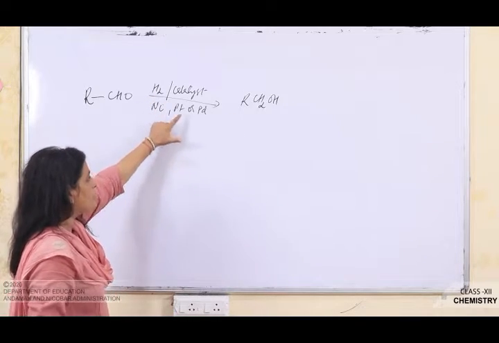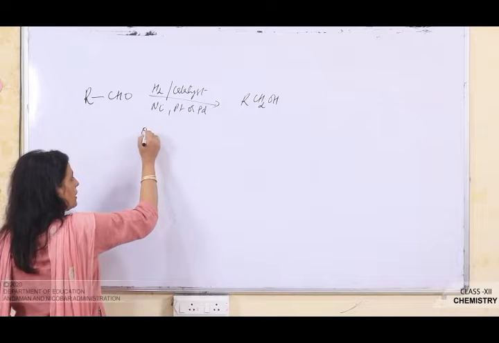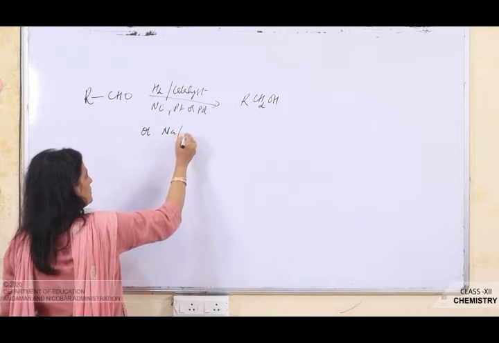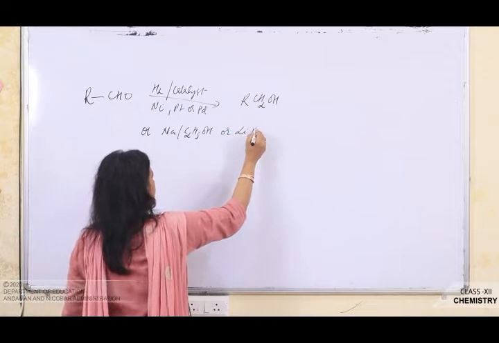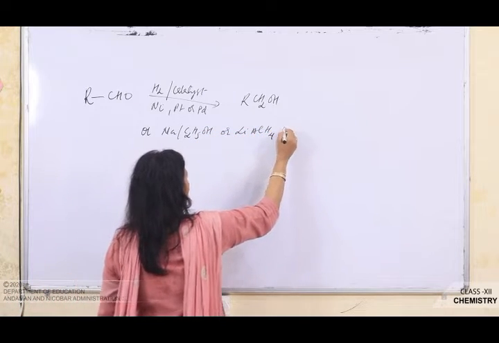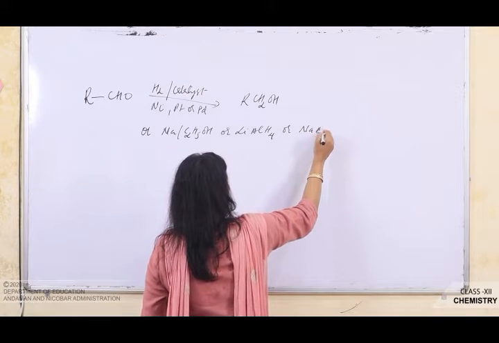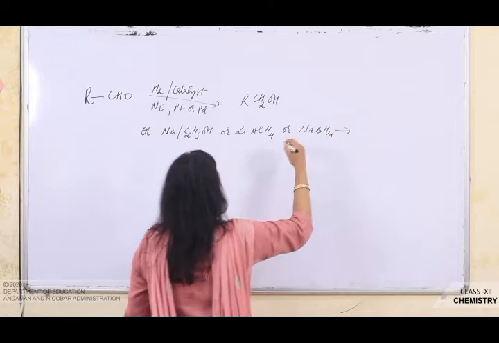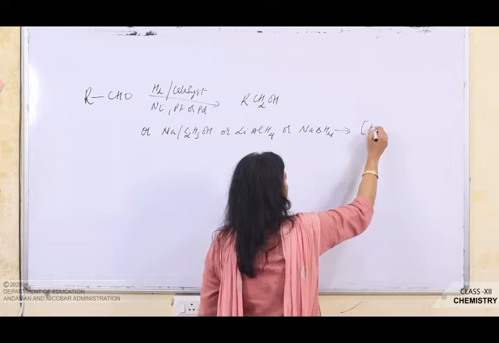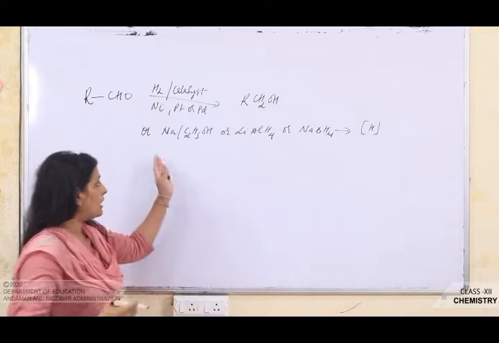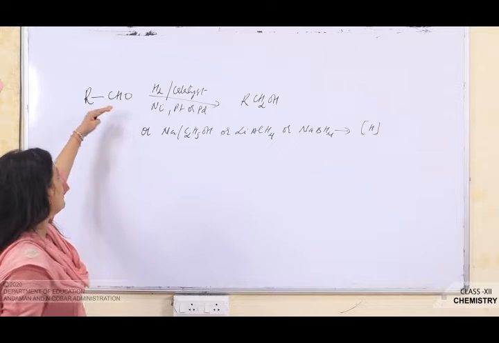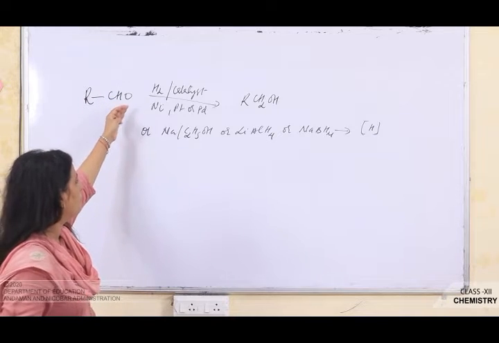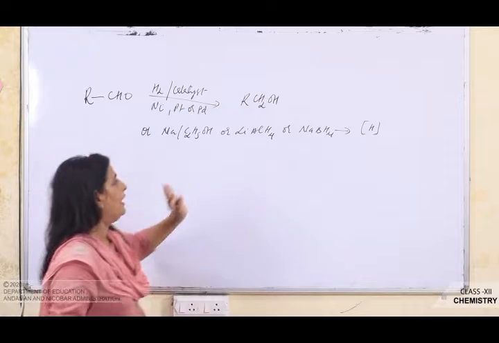So you can use hydrogen in presence of catalyst, or you can use sodium in presence of ethanol, or lithium aluminum hydride, or sodium borohydride. So in all these cases the hydrogen which you get is what? Nascent hydrogen, that is the hydrogen is evolved from the reducing agent. So these are the reducing agents which can be used to reduce aldehyde. So aldehyde on reduction you are getting primary alcohol.